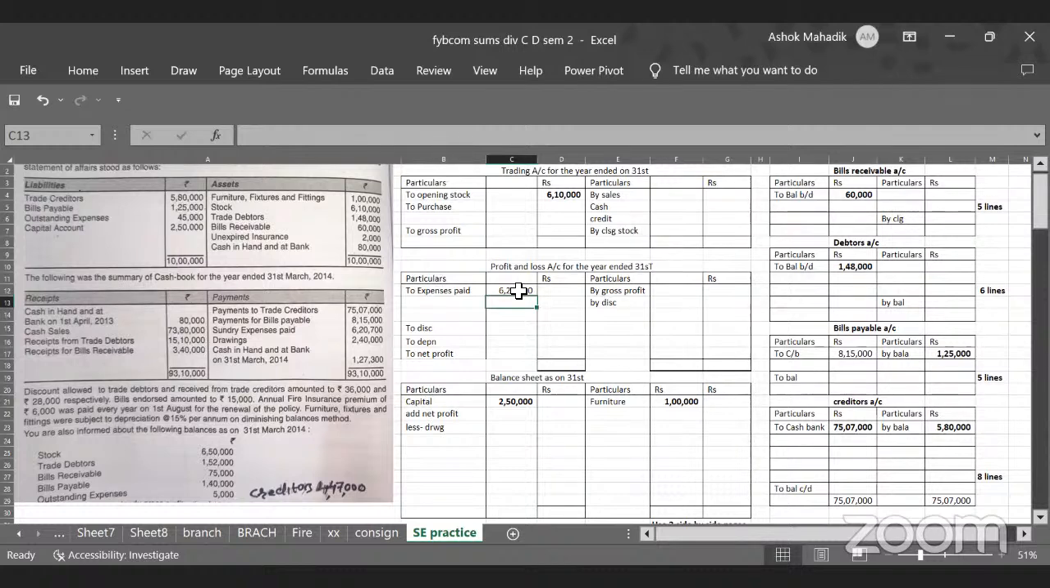After that, drawings is due. So where do we record drawings? Less from capital. Okay, so I'll put it here below capital. I'll put a minus sign, 2,40,000. Okay, then closing cash balance is due, 1,27,300. Where do we record closing cash balance? On the asset side, cash and bank, isn't it?